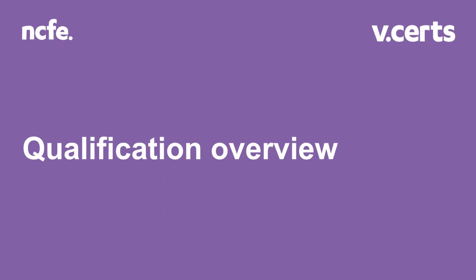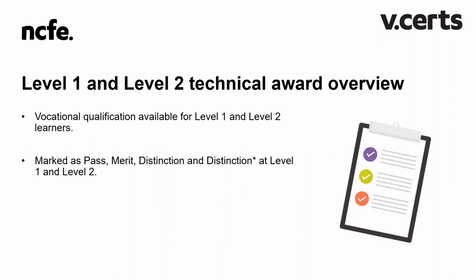Let us begin though with an overview of the V Cert Level 1 and Level 2 Technical Award qualification. This is a vocational qualification and depending on your learners can be completed at Level 1 or Level 2. Do consider the learners you have though to decide which level they should be enrolled on. The grading covers Pass, Merit, Distinction and Distinction Star at both Level 1 and Level 2.